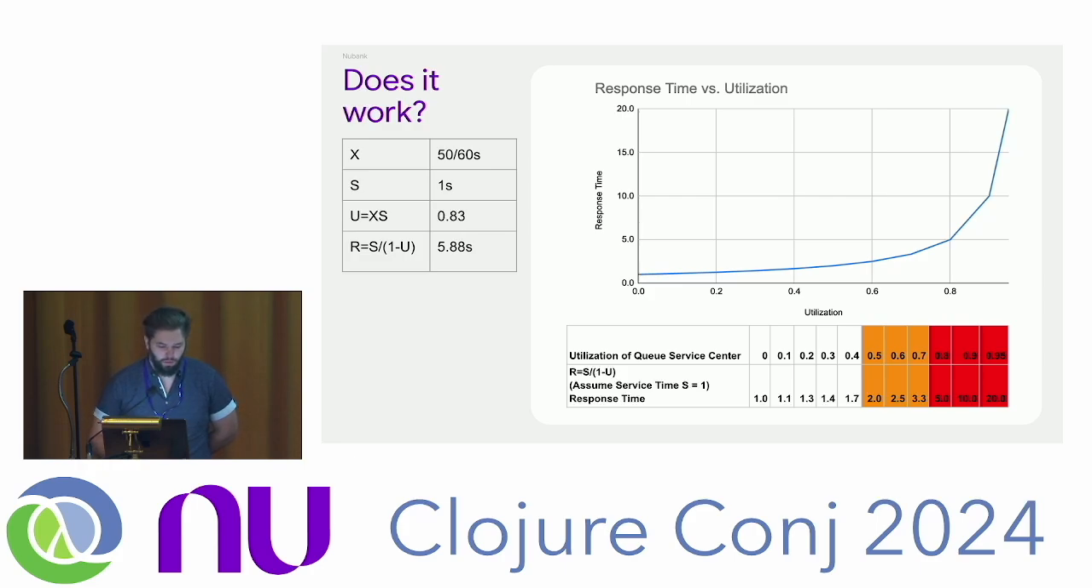Well, if we look at this worked example up in the top left, if you have an arrival rate of 50 arrivals per minute, and you have a service time of 1 second per minute, your utilization is 83%, and your response time is going to be 5.8 seconds. If I look at the little table here, I think that pans out. But let's see a real example of this.